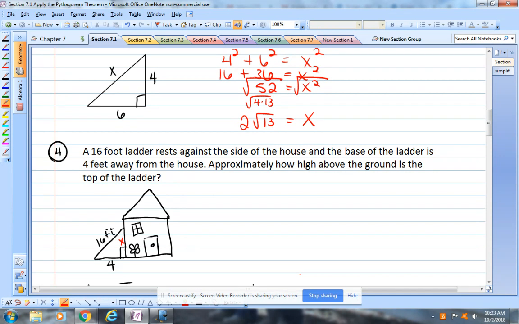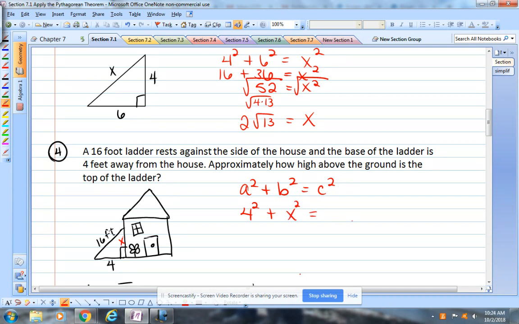Does that make sense? So we have a little right triangle that the ladder makes with the ground up against the house. All right? So am I looking for the hypotenuse of that right triangle or a leg? The leg. So how do we set it up to find that leg? A squared plus B squared equals C squared. All right, so what are my two legs? 4 and X. It doesn't matter which one you put for A or which one you put for B.